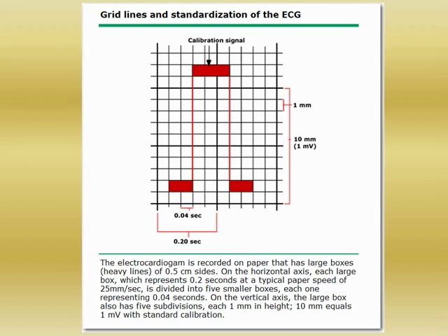The electrocardiogram is recorded on a paper that has large boxes, that is heavy lines of 0.5 centimeter sides, that is 5 millimeter. On the horizontal axis, each large box represents 0.2 seconds at a typical paper speed of 25 millimeter per second. It is divided into 5 smaller boxes, each one representing 0.04 seconds. On the vertical axis, a large box also has 5 subdivisions, each 1 millimeter in height, that is 10 millimeter equals 1 millivolt with standard calibration.